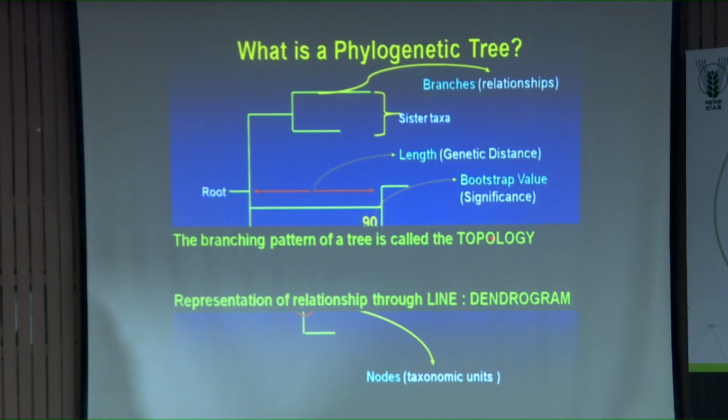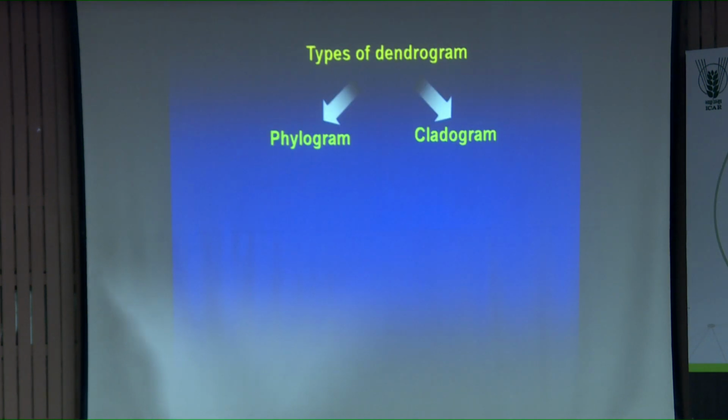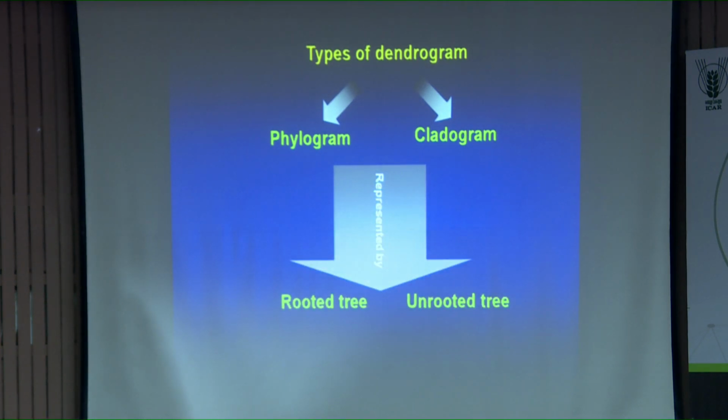So, the branching pattern of the tree is called the topology of the tree, and the representation of the relationship through lines is called a dendrogram. So, whether it is a phylogenetic tree or a dendrogram, they are the same terminology, similar things, both depict the representation of phylogenetic relationship through lines, that is why they are called dendrogram. Next. These dendrograms are of two types, one is called phylogram and another is called cladogram. So, the representation of the relationship may be presented in two ways, through phylogram or through cladogram.